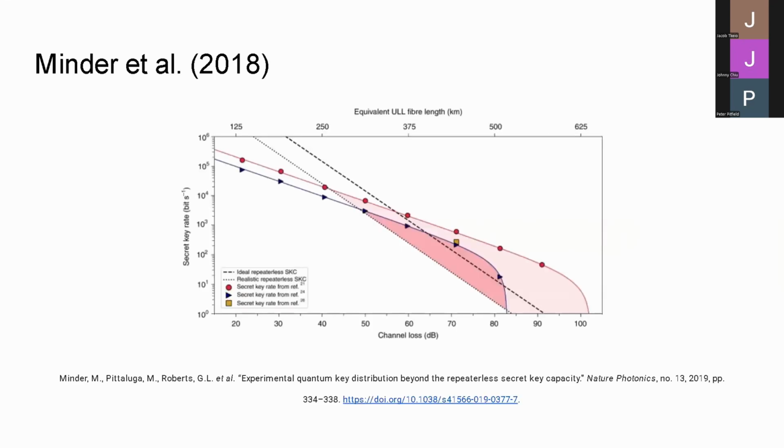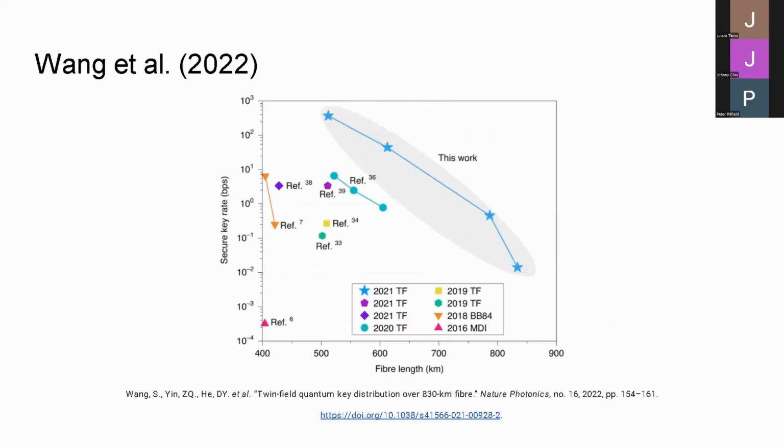In 2018, Minder et al. were the first to use twin-field quantum key distribution to experimentally break the rate distance limit of quantum key distribution that doesn't use quantum repeaters. In 2022, Wang et al. demonstrated twin-field quantum key distribution at impressive distances, including a rate of 368 bits per second at a distance of 511 kilometers, and a rate of 0.014 bits per second at a distance of 833 kilometers.